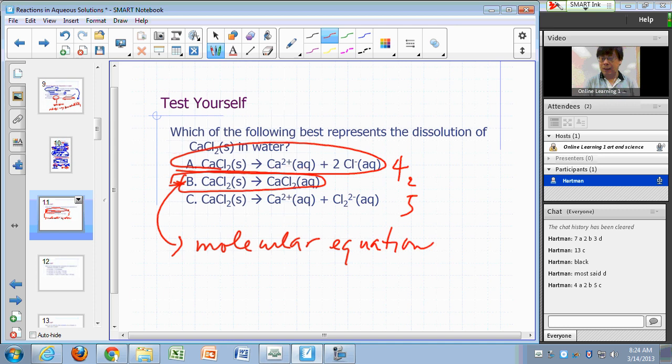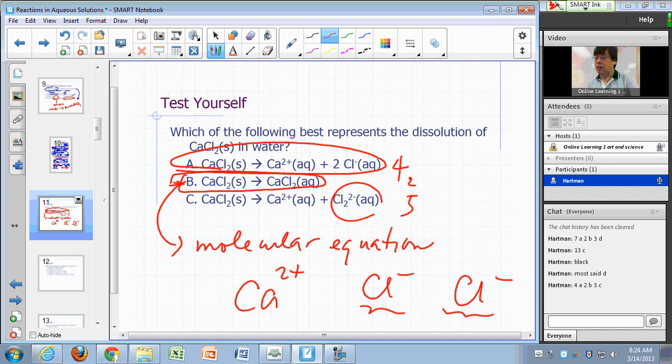What happens is your calcium chloride is going to give you calcium ions and 2 separate chloride ions. There is no known diatomic chlorine ion with 2 chlorines with a -2 charge. So you kind of have to be familiar with your monatomic ions and your polyatomic ions. You get 2 chloride ions from every calcium chloride formula unit. So the best answer is A.